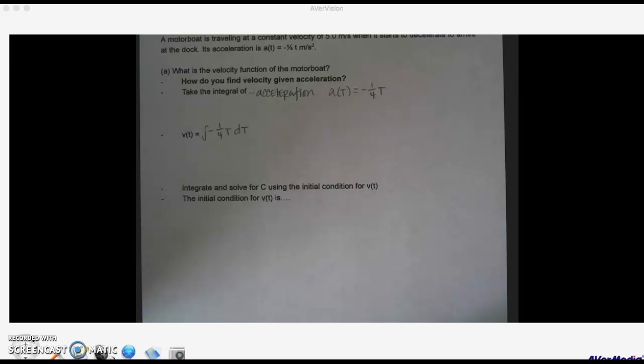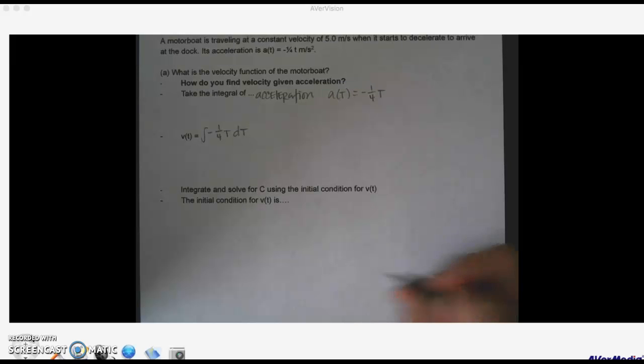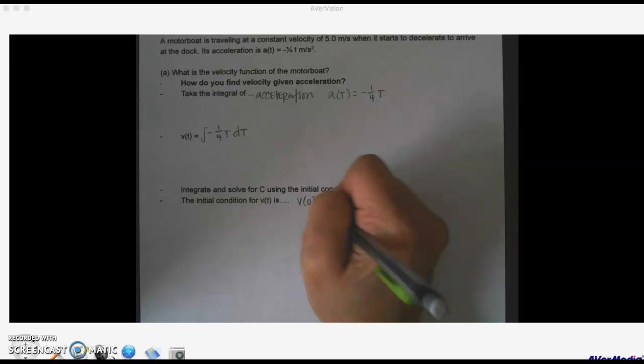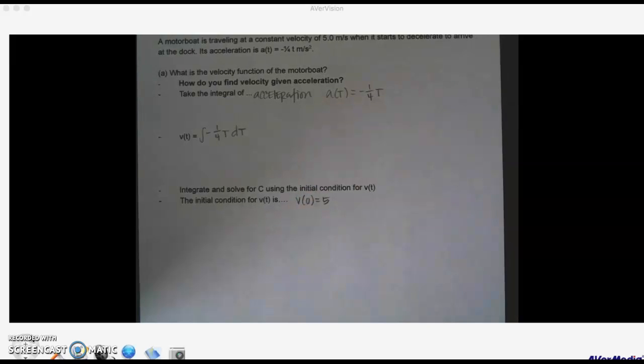Next we're going to take the integral of that and solve for our initial condition for v of t. We're not really given v of t as a value, but we can see it from our word problem. Our initial condition for velocity is saying that it stayed at 5 meters per second. So that's what our initial velocity is going to be.